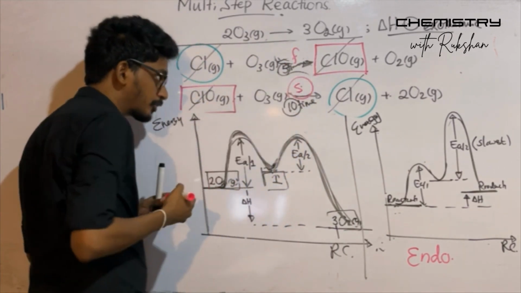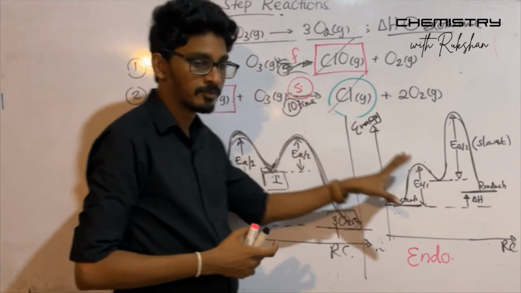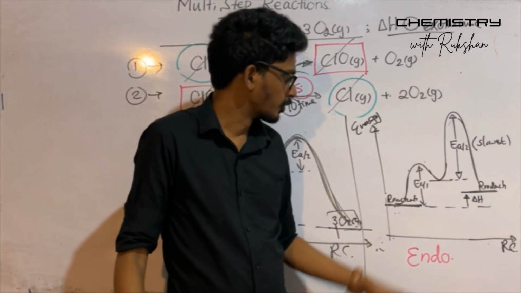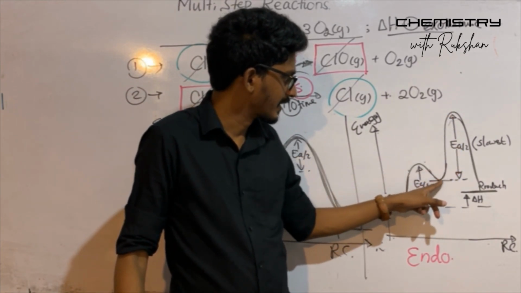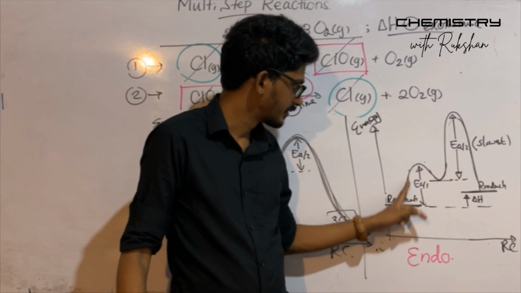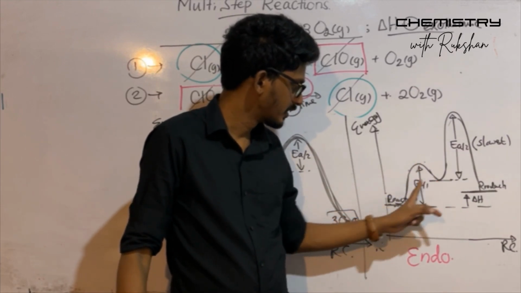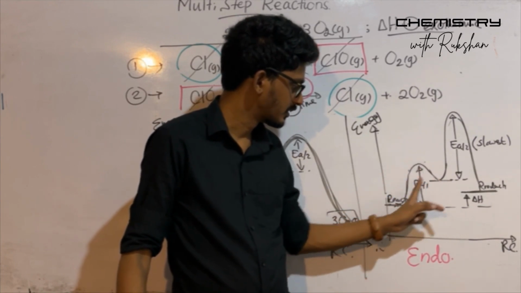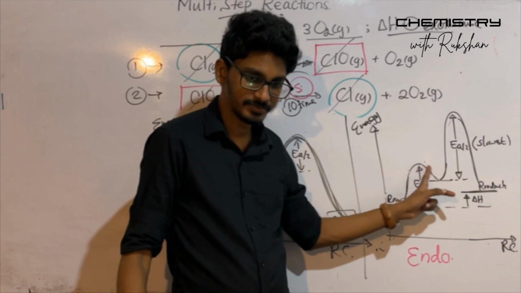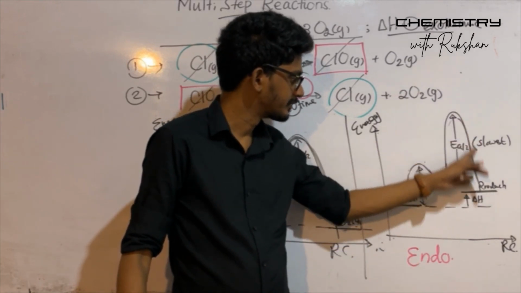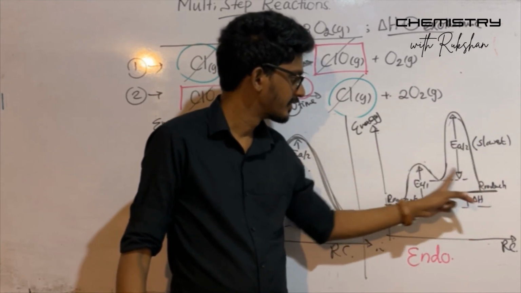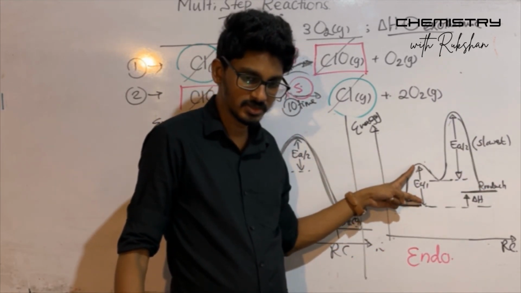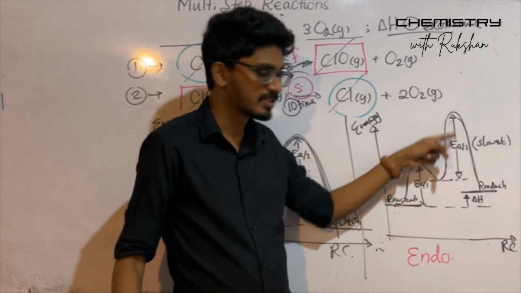If the second step is your slow step, then the diagram would look like this. This is the first step, coming from here to here to produce the intermediate. This is the second step, from here to here. This is the activation energy value of the first step, and this is the activation energy value of the second step.